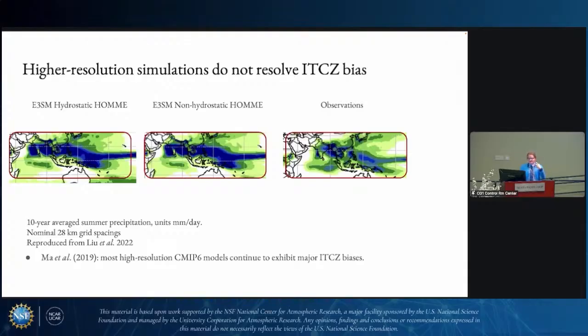So you can ask, do higher resolution simulations resolve the ITCZ bias? If you simulate with a non-hydrostatic dycore, does it fix it automatically? And what I'm showing here is essentially no. So what I'm showing is 10-year average summer precipitation with a 28-kilometer grid spacing. On the left, this is with a hydrostatic dynamical core.